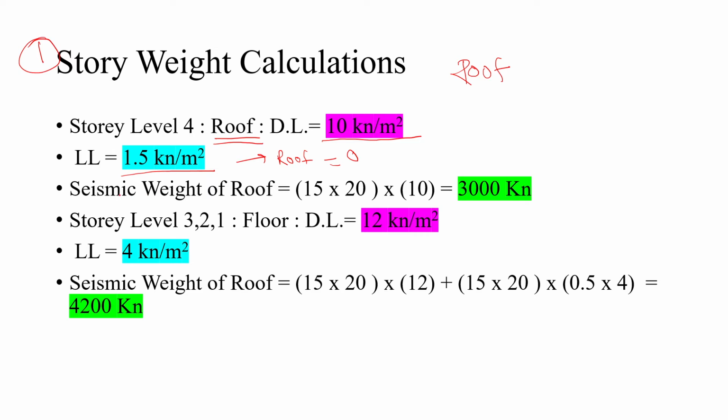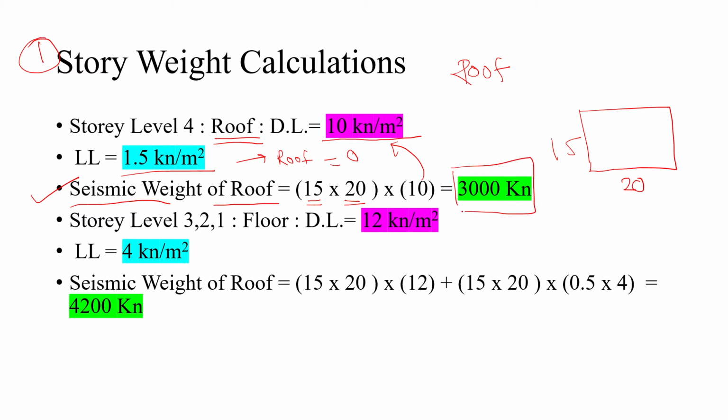Therefore, the seismic weight of the roof is, with the plan dimensions as I showed you in the last slide, this is 20, this is 15. So 15 into 20 into 10 kilonewton per meter square. If we do the multiplication, we will get 3000 kilonewton as the weight of the roof.